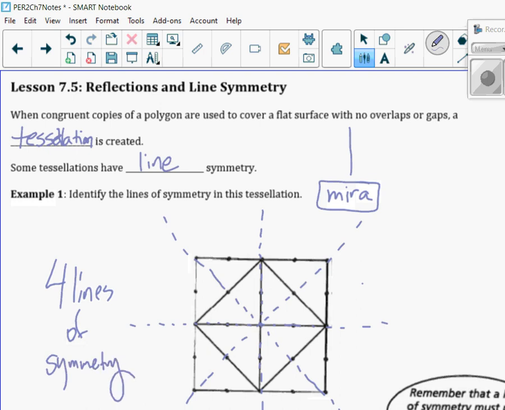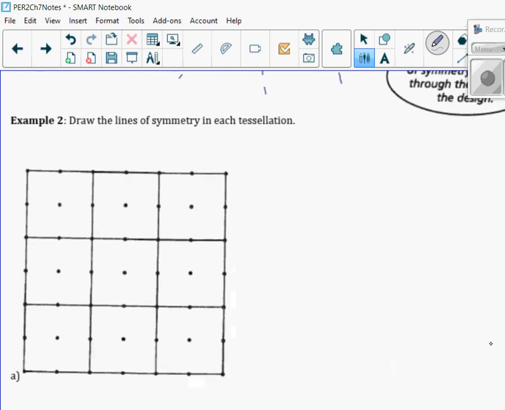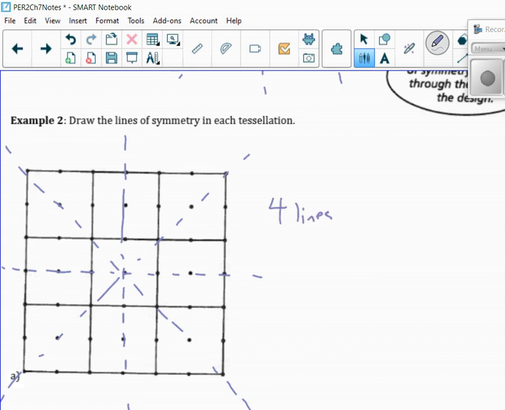All right, let's try the next one. It says draw lines of symmetry in each tessellation. So a lot of these are very similar. I can go vertically, I can go horizontally, I can go diagonally, and diagonally. So this is actually very similar to the last one. 4 lines of symmetry.